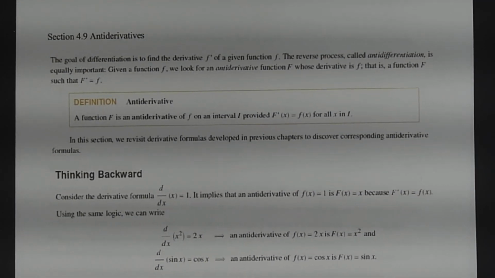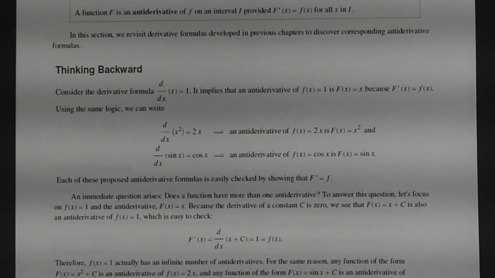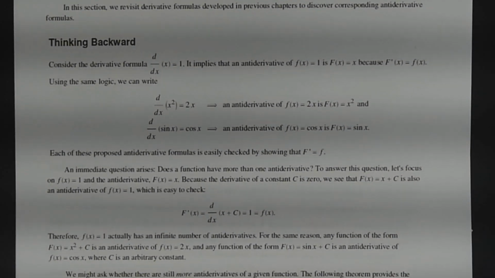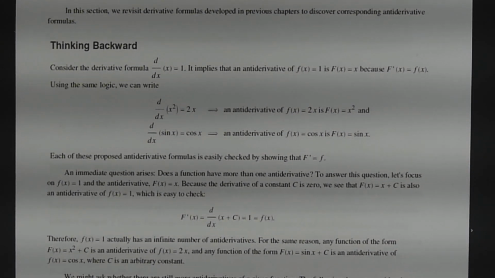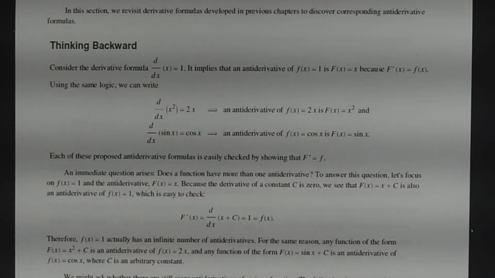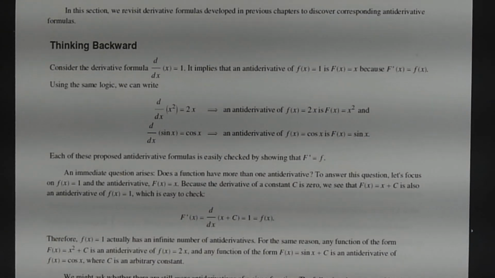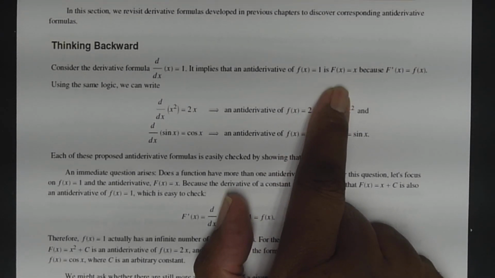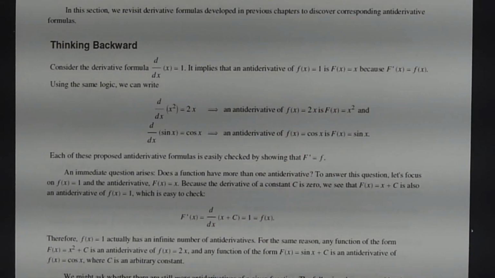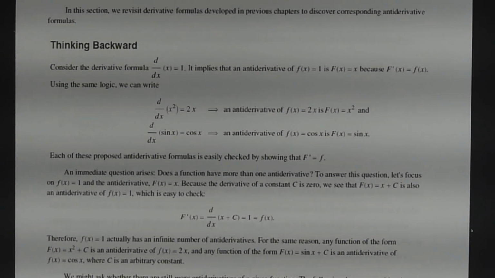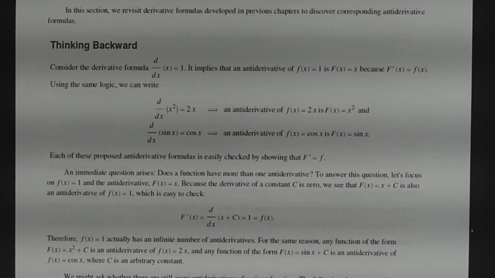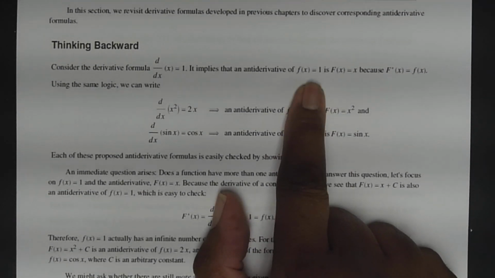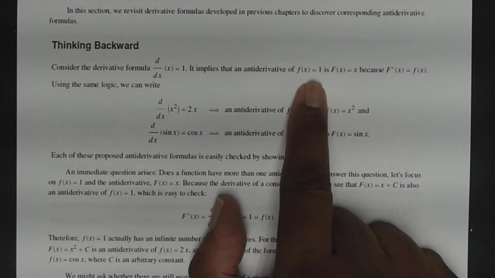All right, here we're going to be thinking backwards. Let's say we have the derivative with respect to x of x equal to 1. It implies that the antiderivative of f of x equals 1 is capital F of x equals x. That's because if I take the derivative of capital F of x, I would get lowercase f of x, because the derivative of x is, of course, 1.